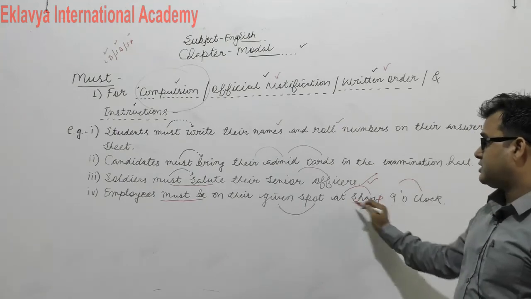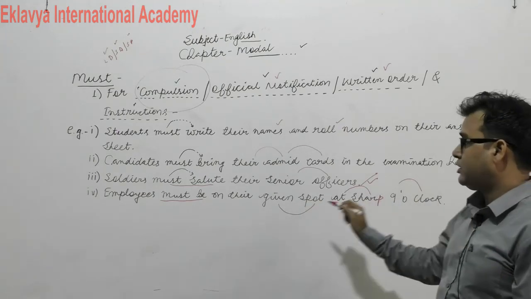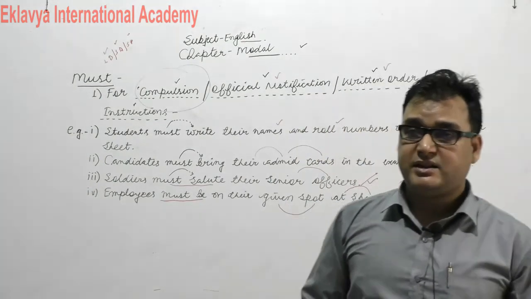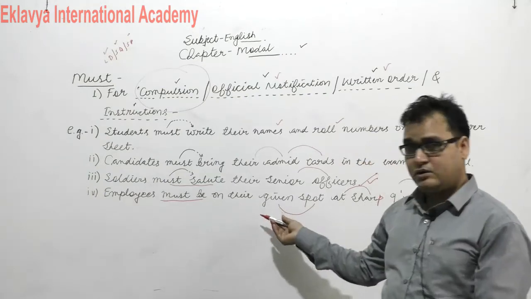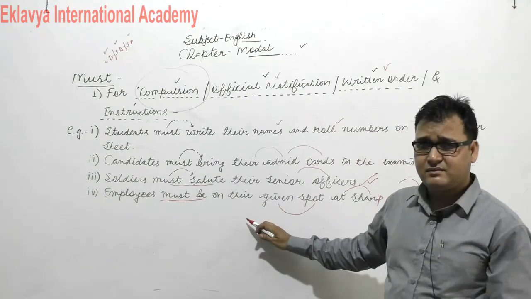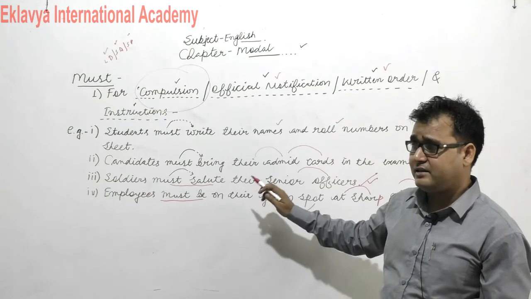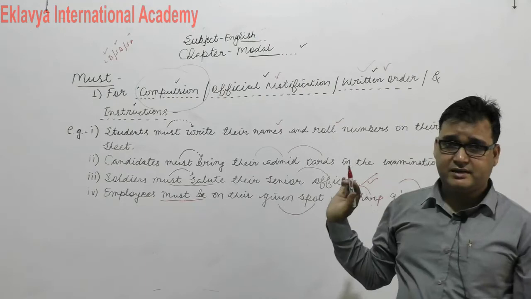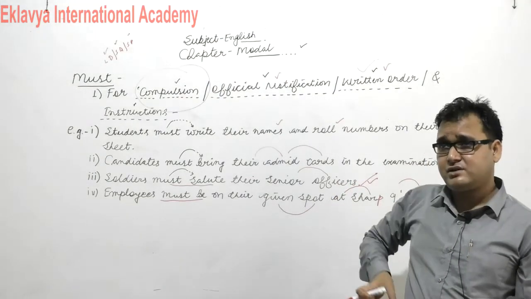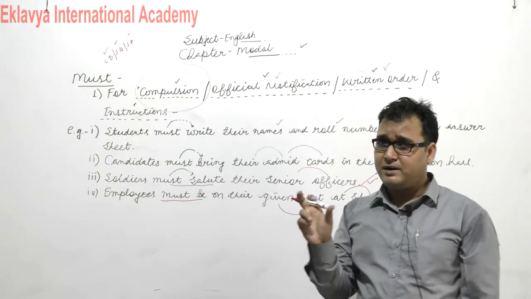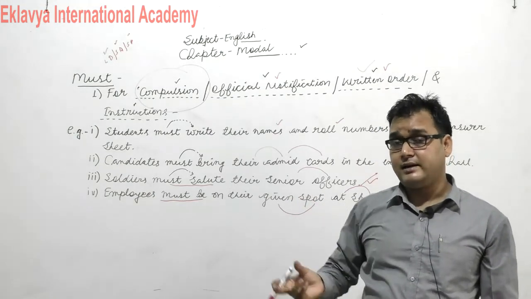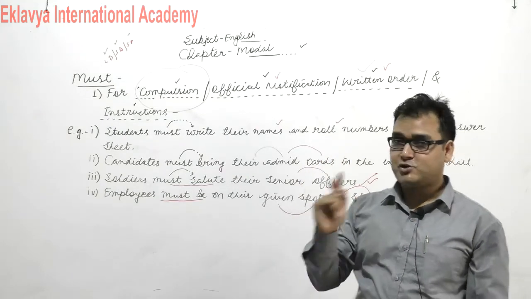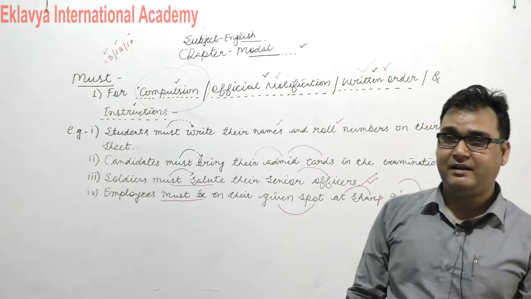Employees must be on their given spot at sharp 9 o'clock. Okay, so these examples speak about which one applies here. It is compulsory too, definitely; the given action will be compulsory, just after written orders, we can say. It is official too, but it looks like a written one. A written order has been issued that employees must be here, a written order is a command. Employees must be at their given spot at sharp 9 o'clock.